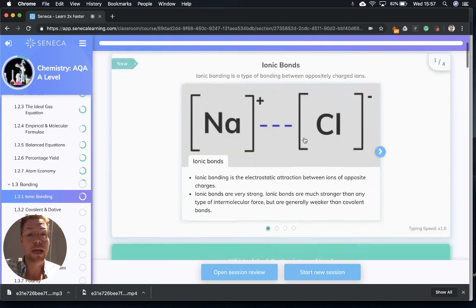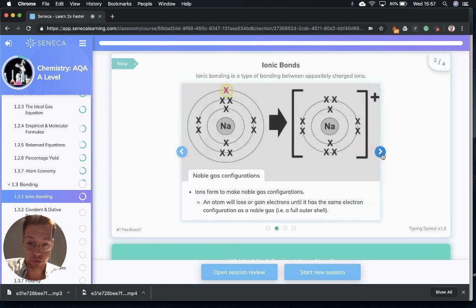Let's dive in. Now, ionic bonding is a type of bonding between oppositely charged ions. It is the electrostatic attraction between ions of opposite charge. Okay? They are very strong and they're much stronger than any type of intermolecular force. But they are generally weaker than covalent bonds, but there are exceptions to every rule.